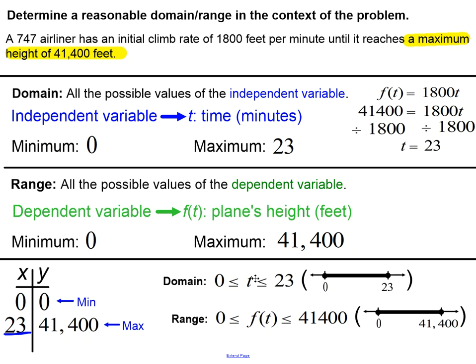On the portfolio test, you can also talk about this in a sentence, but you'd have to use the words less than or equal to, or greater than or equal to, depending on what the situation calls for. Like I could say, the time is greater than or equal to 0, but less than or equal to 23. And the plane's height is greater than or equal to 0, but less than or equal to 41,400. So you could say that if you wanted to.